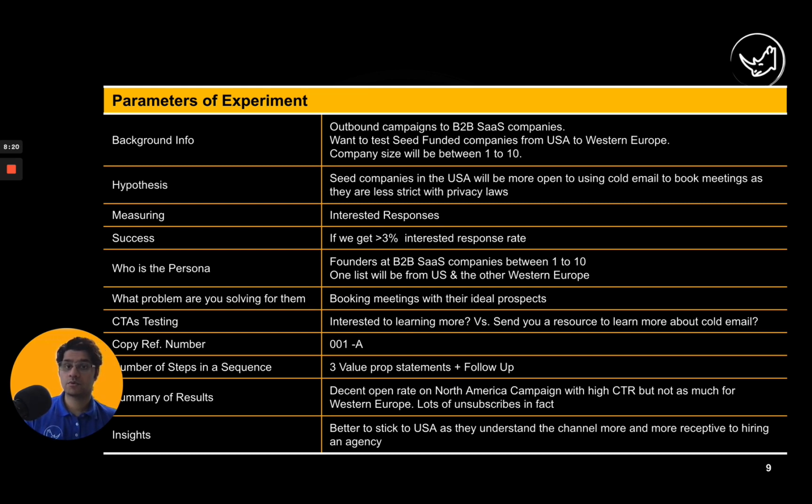What are we going to measure? We're going to measure interested responses. And what success looks like is, hey, if we get more than a 3% interested response rate, that means, okay, fine, the hypothesis is valid, right?